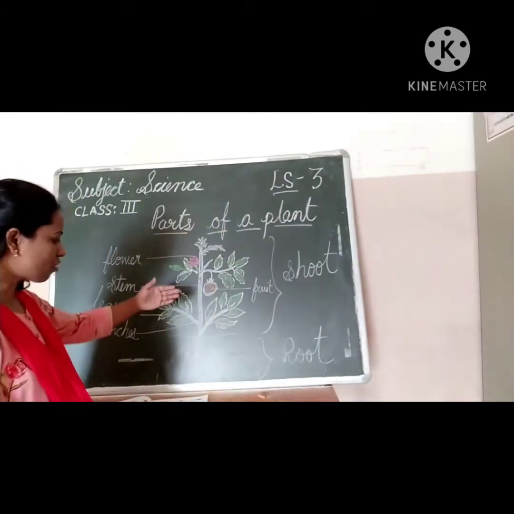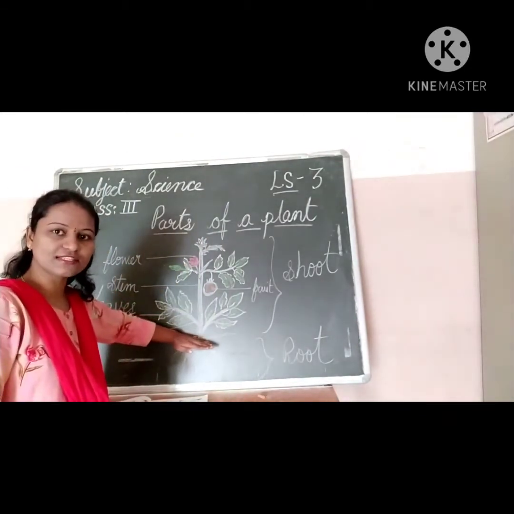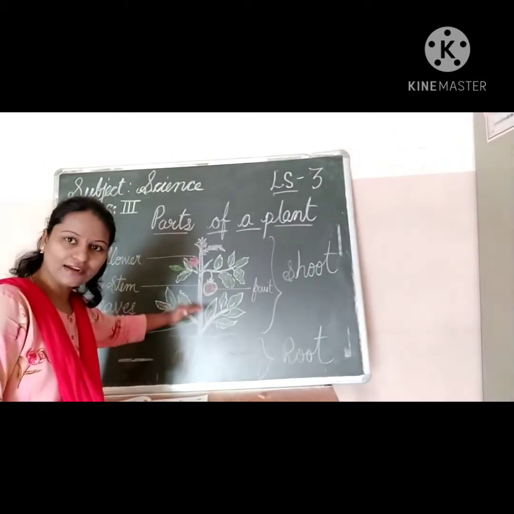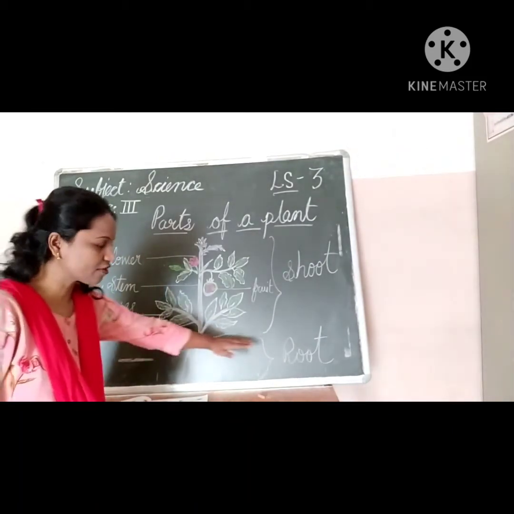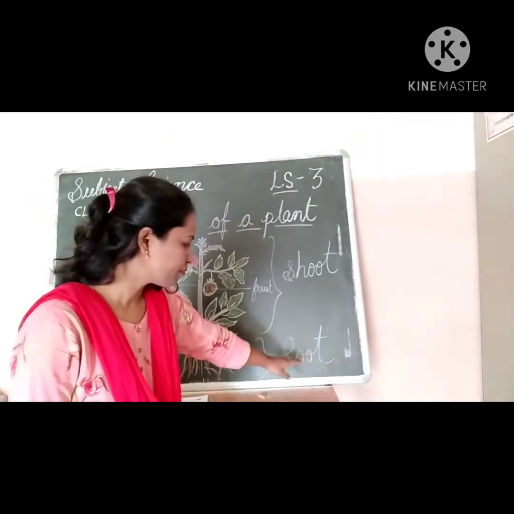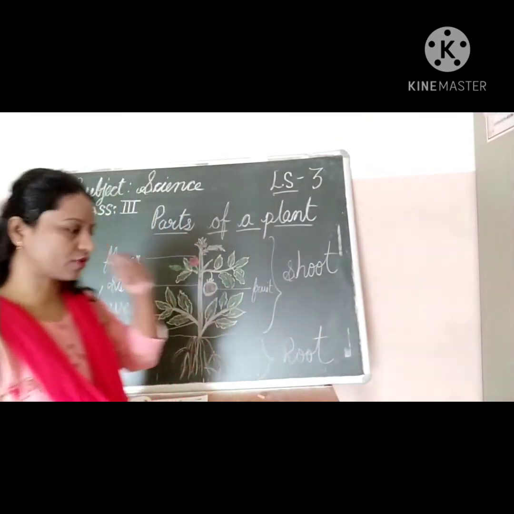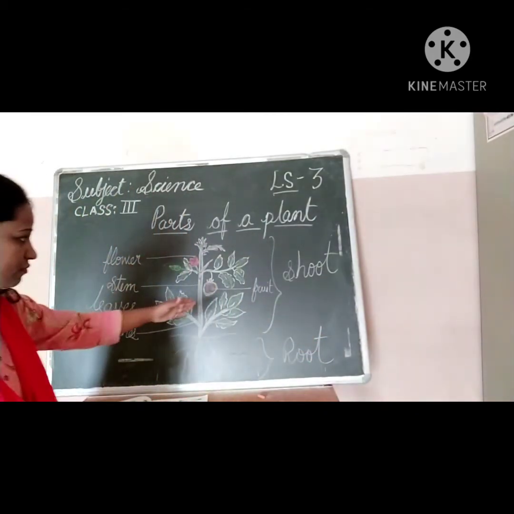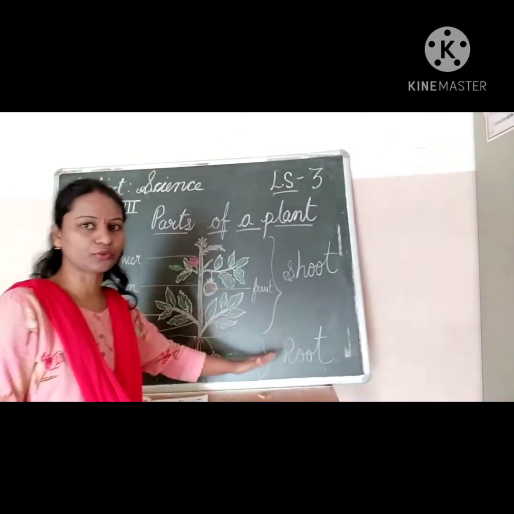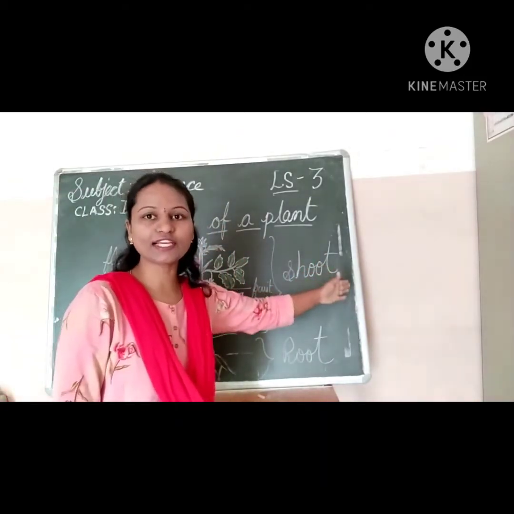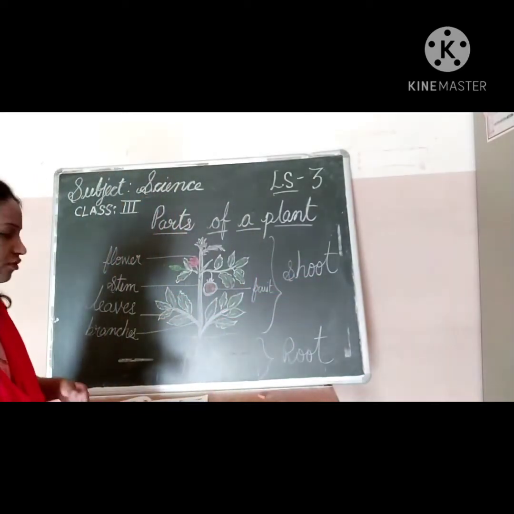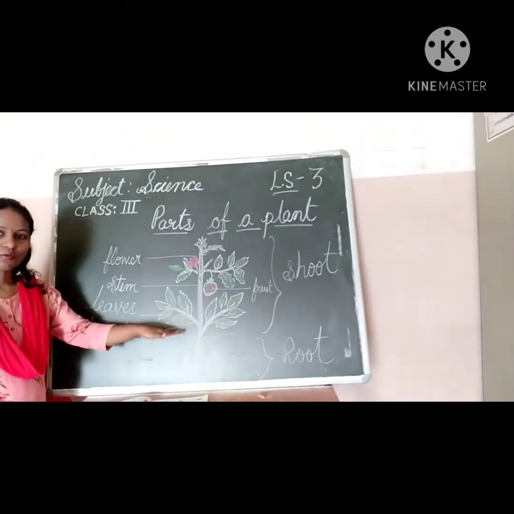Okay, children. So, here suppose this is the soil and this is the land. Under the ground, what is present, children? That is root. Okay. What is the spelling of root, children? R-O-O-T, root. Okay. Next one. Shoot. Here, above the ground, what is present? Shoot. S-H-O-O-T. Shoot.